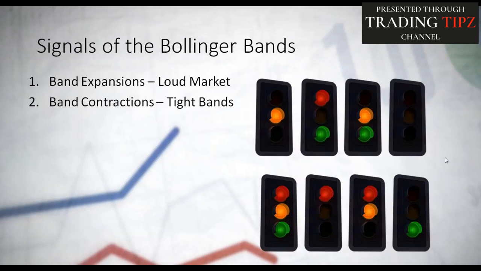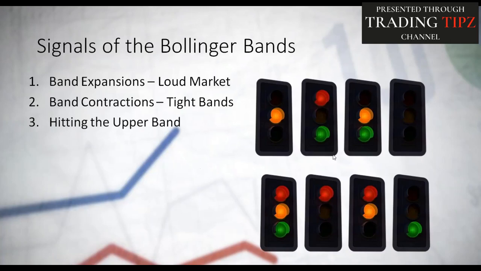The second signal is band contraction. When the two bands are close to each other, the bands are tight. This happens when the volatility of the respective asset is low. This is likely showing you that the market is quiet, and this is pretty frequently associated with, say, corrections or consolidations or some other ranging price activity.